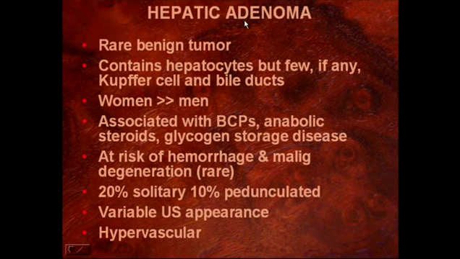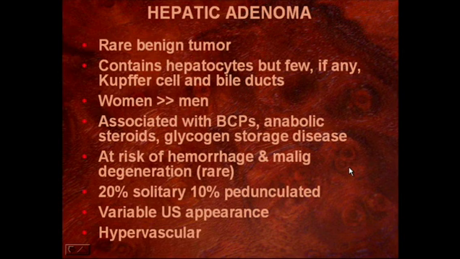And then finally, I'd like to talk about hepatic adenomas. These are the least common of all the lesions that we've discussed so far. It's a rare benign tumor that contains hepatocytes, but few, if any, Kupffer cells or bile ducts. Like FNH, it's more common in women than men, and it's associated with birth control pills, anabolic steroids, and glycogen storage disease. These patients are at risk for hemorrhage, so these typically are surgical lesions, and there is a rare but real risk of malignant degeneration.